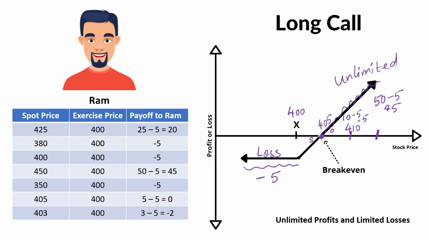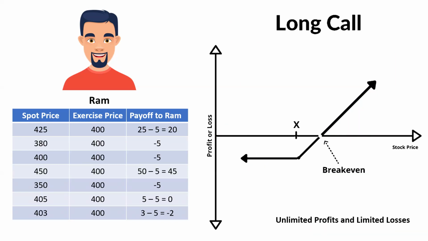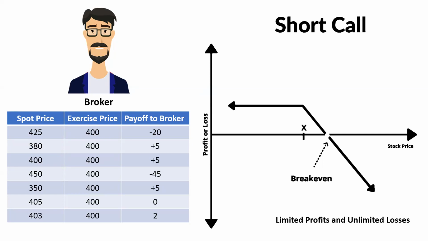If Wipro becomes 1000, Ram will make a profit of 600 from the option contract. He has paid a premium of 5. He still gets to make a profit of 595 rupees. But in the worst case scenario, even if Wipro goes down to 0, Ram is going to still lose only 5 rupees. So unlimited profits and limited losses. This is the payoff diagram for the long call. Let us see the payoff diagram for the short call, that is the broker.